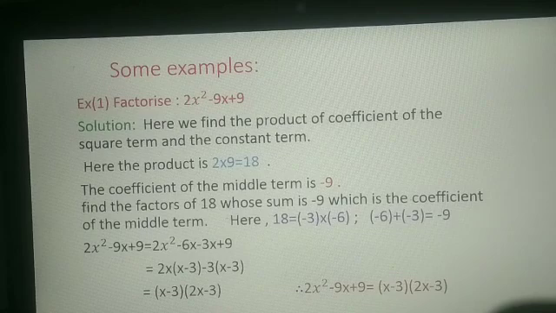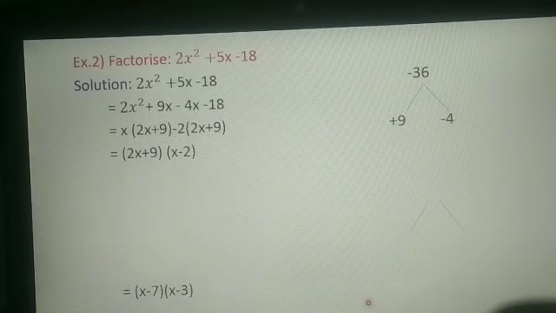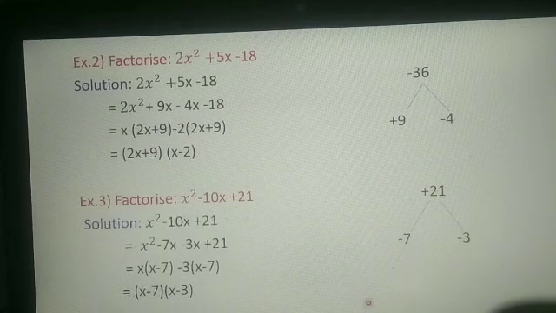In this way we have 2x square minus 9x plus 9 is equal to, what are the factors? x minus 3 and 2x minus 3. In this way we have explained the first sum, but in the next two sums we will not write down such type of explanation completely. So let us see the second example and the third example.